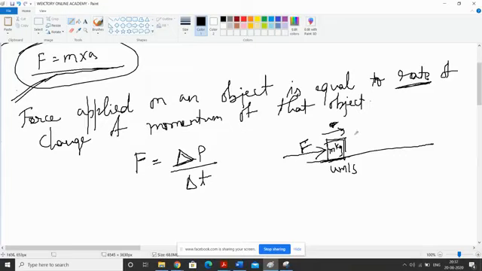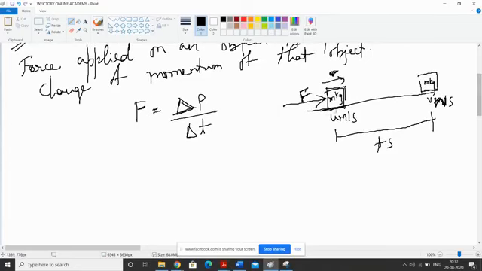So let's say that initially it was moving with u meter per second. After we applied the force, in total time t seconds, the body starts moving with v meter per second. So its speed has increased from u to v. What is the initial momentum? Pi is mu, mass into velocity. And what is the final momentum? Pf, which is mv, right?